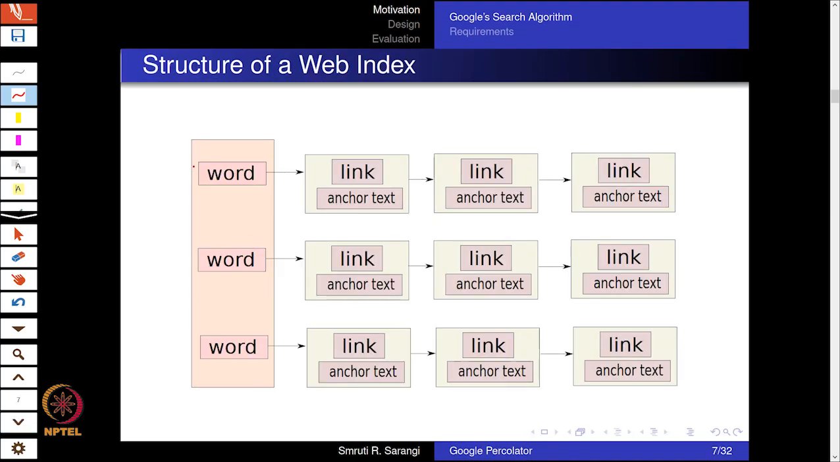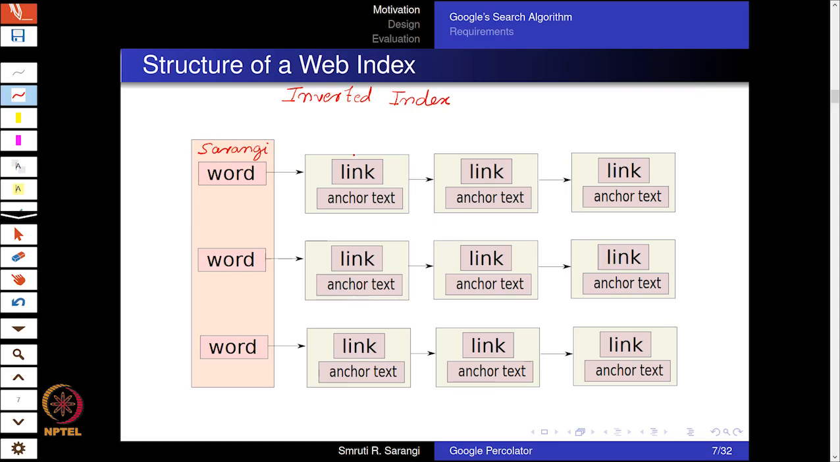So now how does Google exactly do this? Well, Google creates a web index. This is also called an inverted index. In an inverted index, we have a word. So let's say consider my last name.